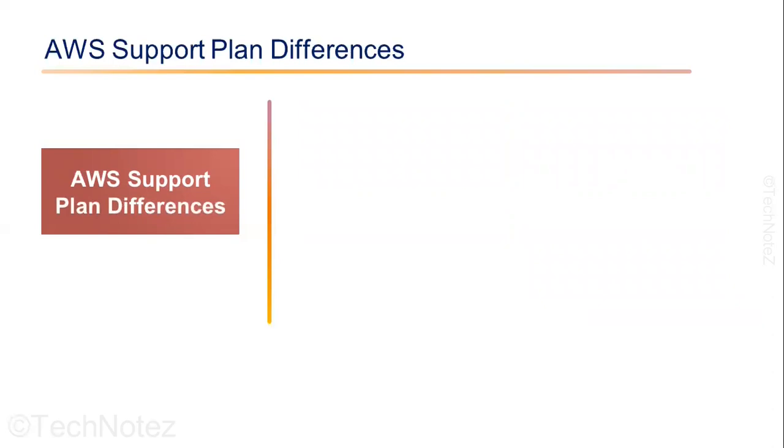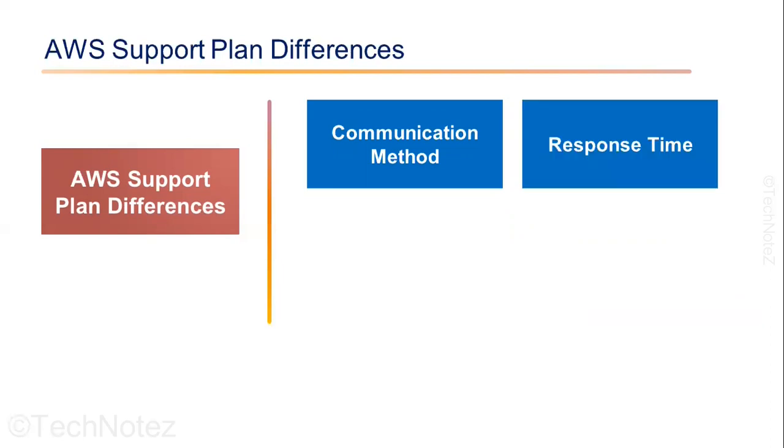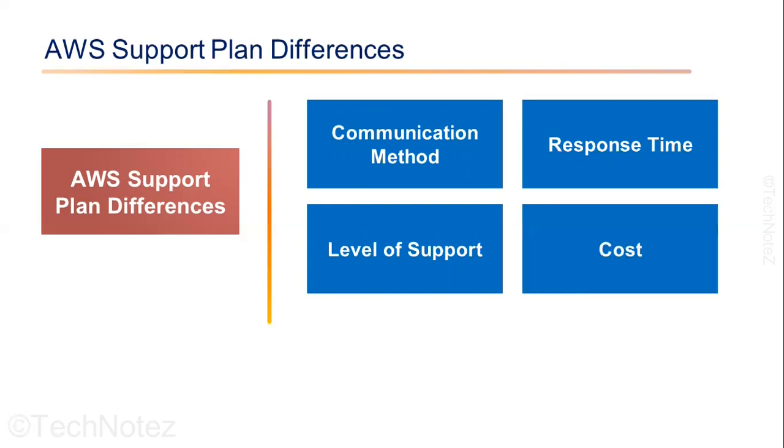So we need to understand the difference between the different support plan tiers available, and it really falls into four key areas. The first is communication method, which means how you can communicate with the AWS support engineers. Response time, which means how early you expect AWS to respond to your queries. And then we have the level of support, which means up to what level of support you want AWS to offer. And then we have the cost. So based on the response time and level of support, AWS charges the cost of the support services.